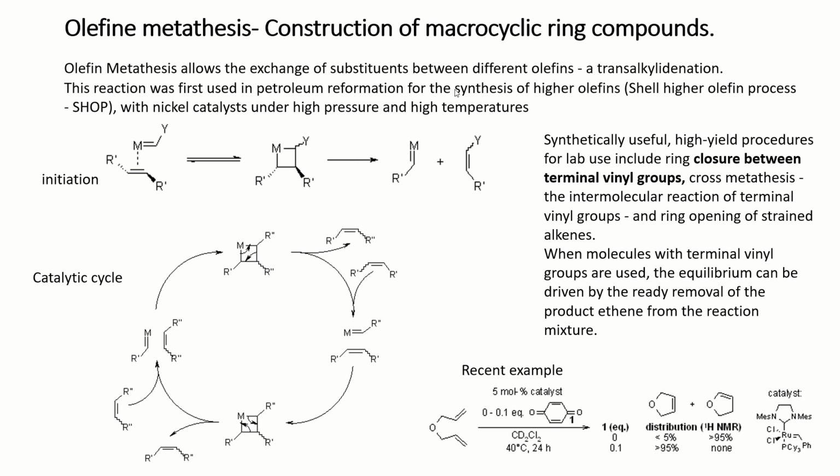In this example, when the molecule with terminal vinyl groups is used, an equilibrium is developed by the removal of the product ethene from the reaction. Here you can see, if you choose two ethene groups, you will get a substituted olefin.